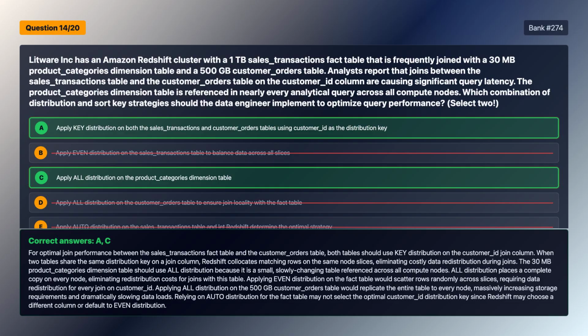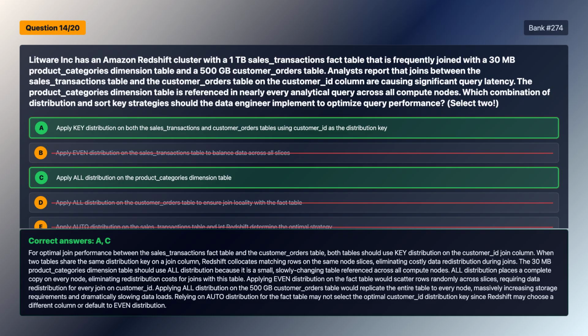The 30 MB product categories dimension table should use all distribution because it is a small, slowly changing table referenced across all compute nodes. All distribution places a complete copy on every node, eliminating redistribution costs for joins with this table. Applying even distribution on the fact table would scatter rows randomly across slices, requiring data redistribution for every join on customer ID. Applying all distribution on the 500 GB customer orders table would replicate the entire table to every node, massively increasing storage requirements and dramatically slowing data loads.